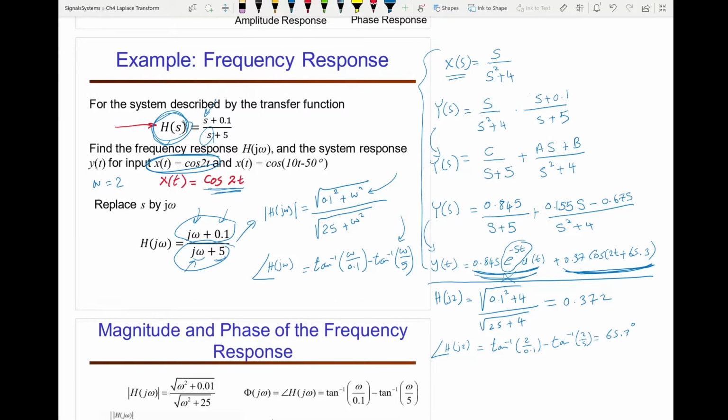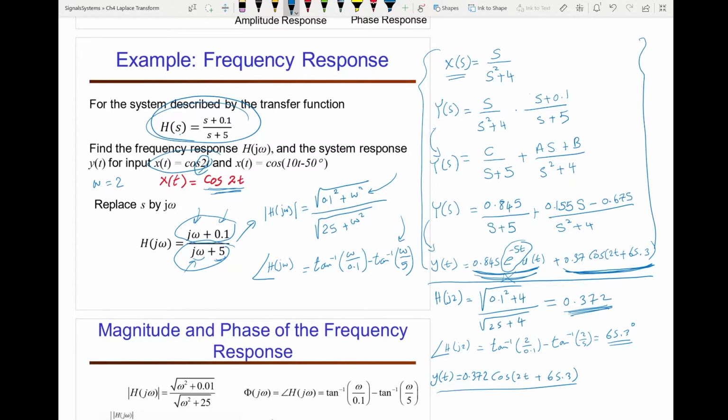So this system here will respond to this frequency by attenuating it by that much and phase shifted by that much. So the output y of t will be the exact input cosine 2t plus the phase shift here and attenuated by that much. And that's the output. See how simple it is to find? Versus these, that probably will take you half an hour just to find C and A and B and then use the table to get these and the inverse.